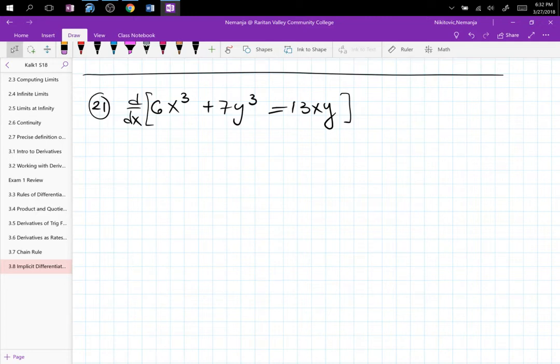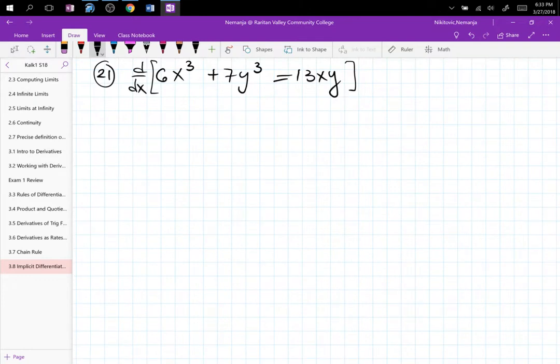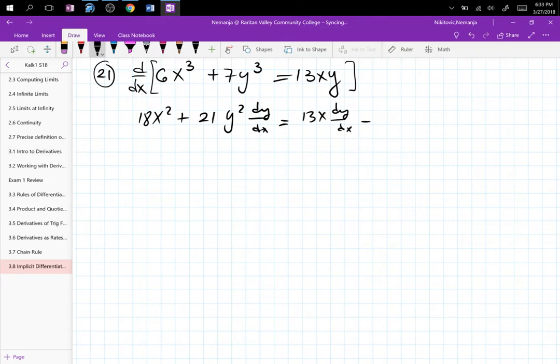So that was way too easy, I presume, since you guys have a lot of time to party. So we go with quick derivative on this one. 18x squared plus 21y squared dy/dx equals, the product rule on the other side, 13x dy/dx plus, copy the second y times 13, and then dx/dx. Good. So now the terms with dy/dx go on the left.